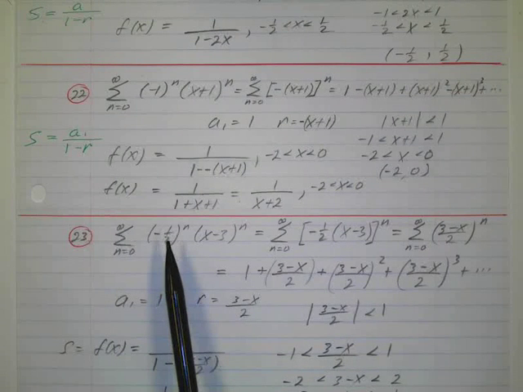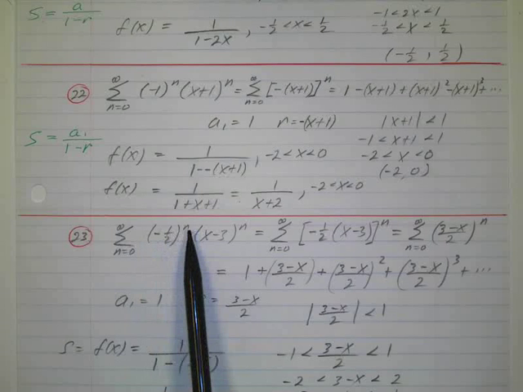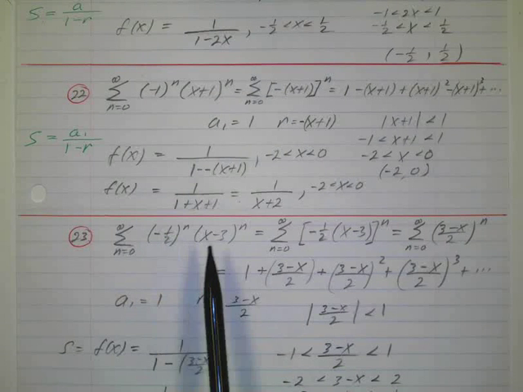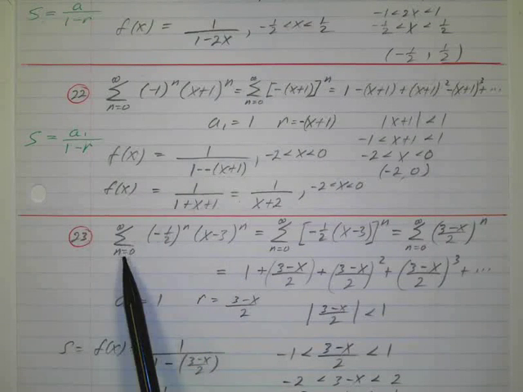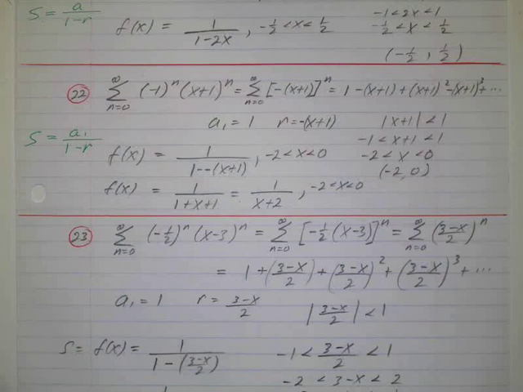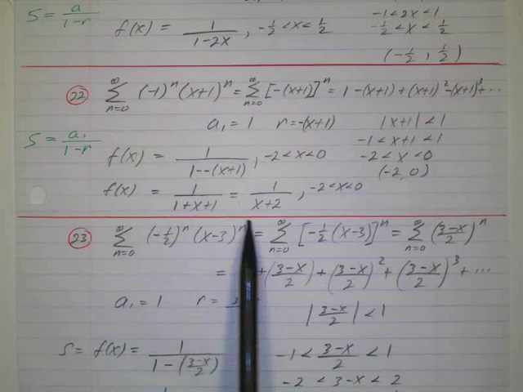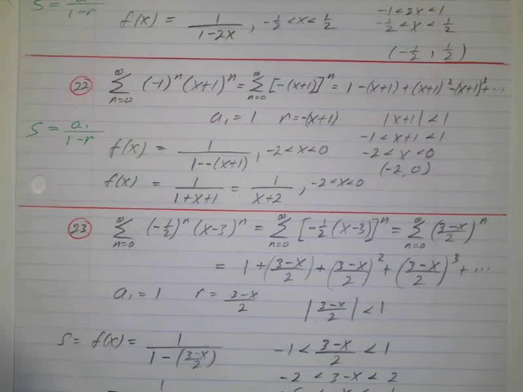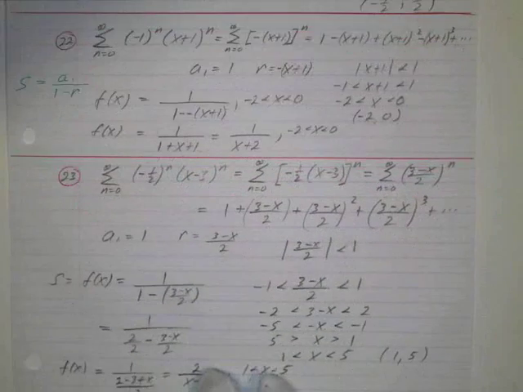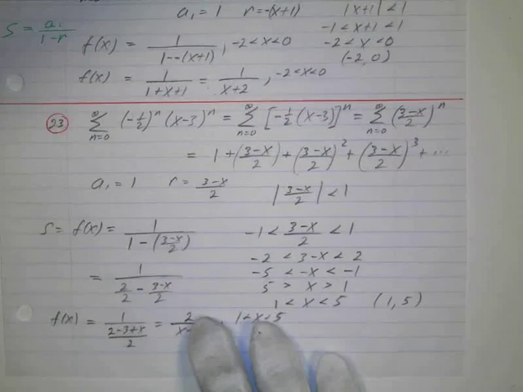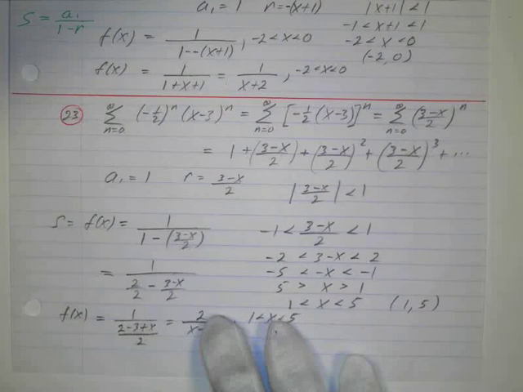23, we have this function. It looks a little more complicated, doesn't it? Negative 1/2 to the n, times x minus 3 to the n, and the summation is from n equals 0 to infinity. Again, I'll try to combine this so I can see what the ratio is. It's kind of hard to see what r is. We're told it's a geometric series, so we know we've got an r; we just have to find it. Let me set this over here for you.